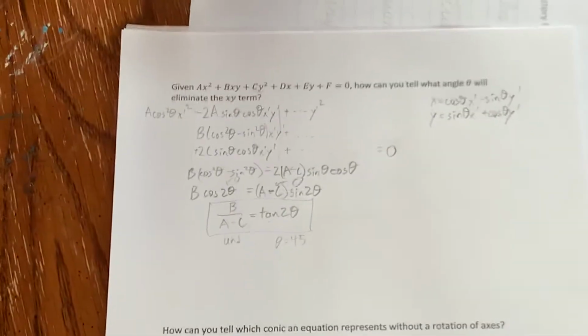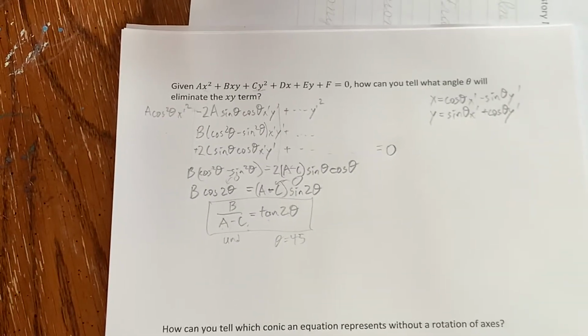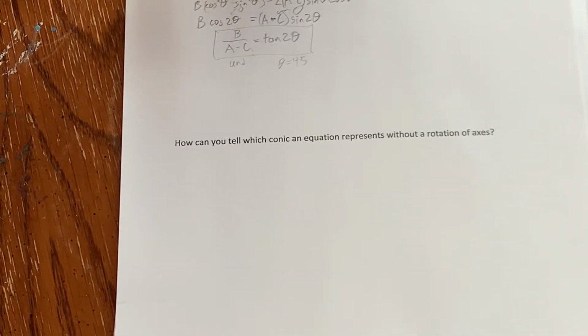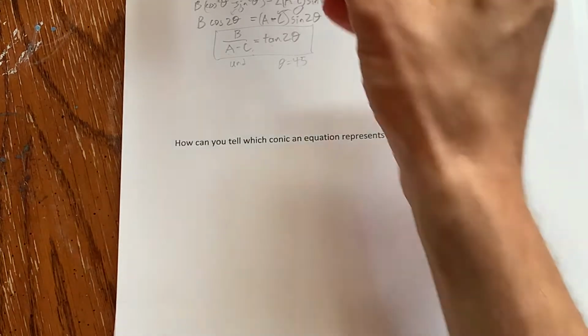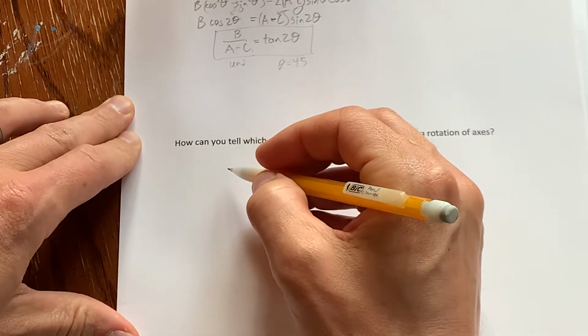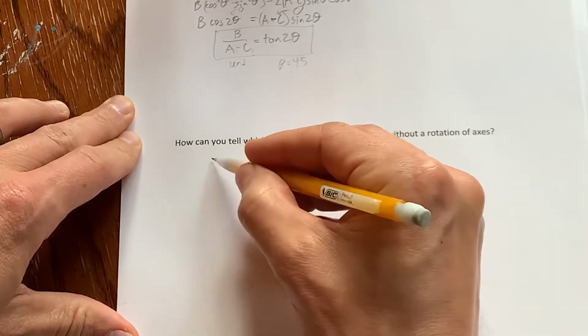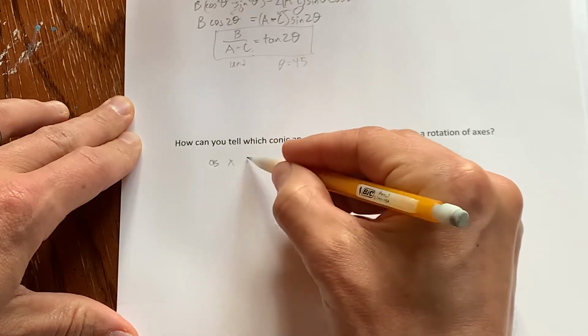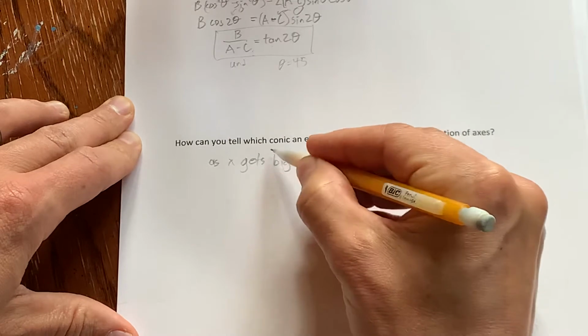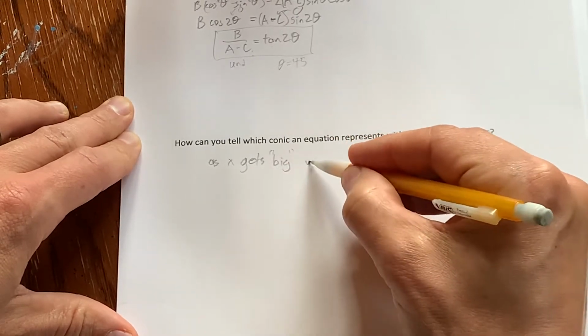Okay, so I have another question to ask. If that equation's so helpful, how can you tell which conic an equation represents without rotating the axis? Well, the answer is actually found by taking the standard conic and saying, well, as x gets big, what happens?